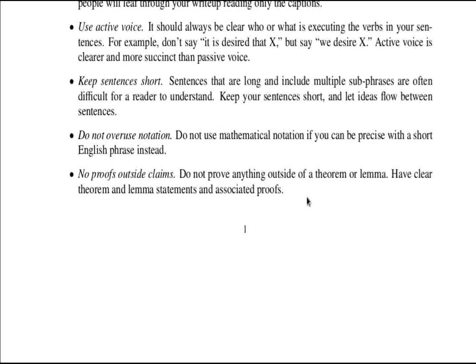For mathematical documents, don't have any proofs outside of proof claims. It shouldn't be the case that the reader is reading your paragraph and all of a sudden you jump into proving something. If you're going to prove something, have a claim and underneath it say "Proof" that proves that particular claim. That way your claims are very clear and their associated proofs are very clear as the reader is going through your document.